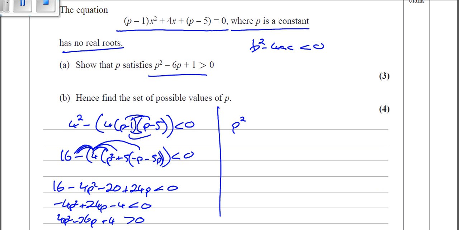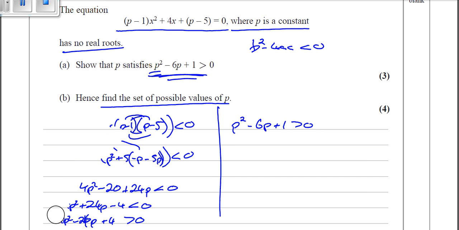I've already tried to divide by 4 there. That should be 24p, sorry. So if you divide through by 4, that's going to be p squared minus 6p plus 1 is greater than 0, which is what we've got here. And then we've got to find the possible set of values for p. So again, we've got to solve this quadratic inequality. It's an inequality and it's got a p squared, so it's going to be quadratic. So we've got to somehow solve that.